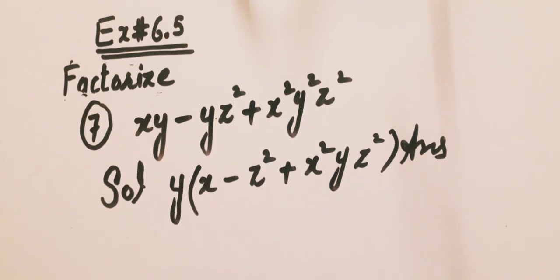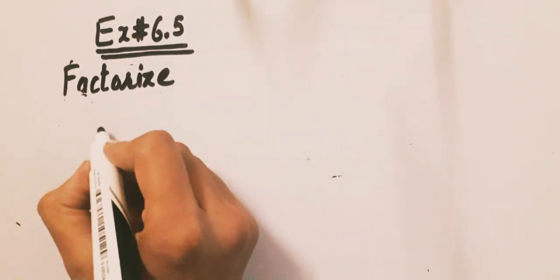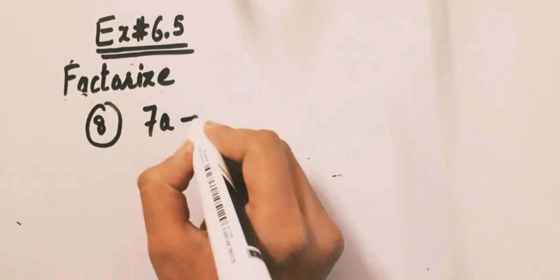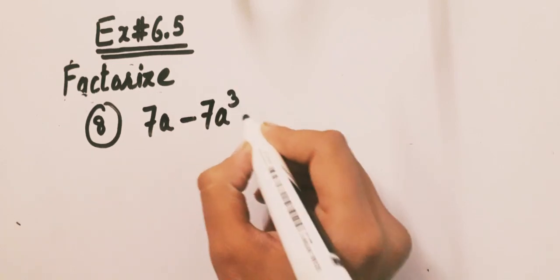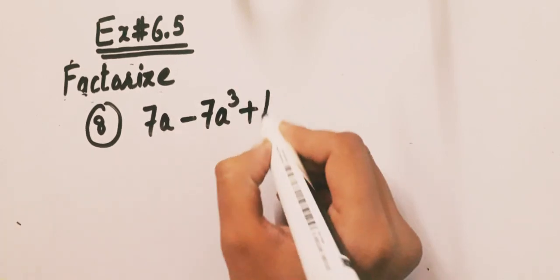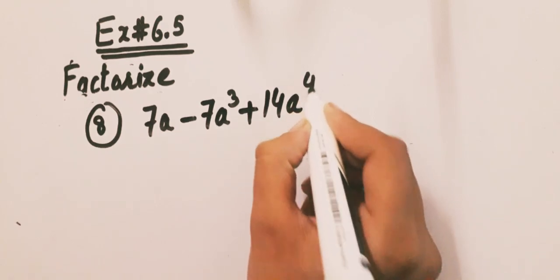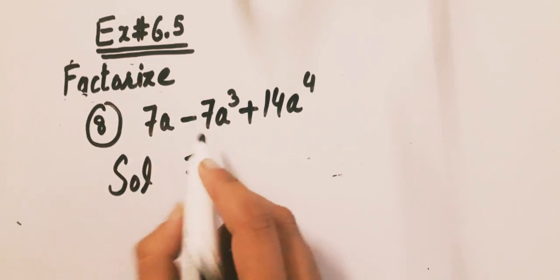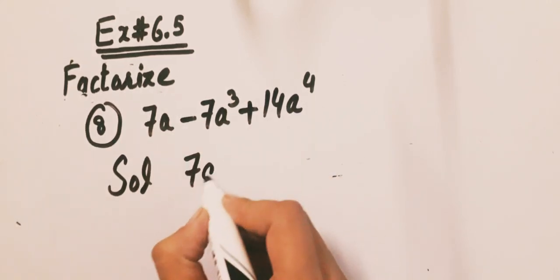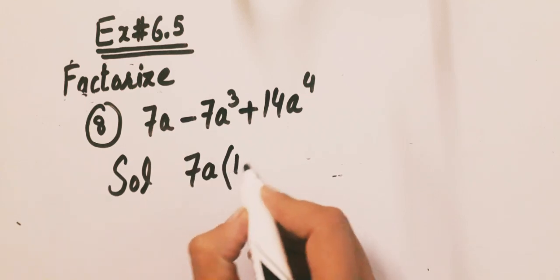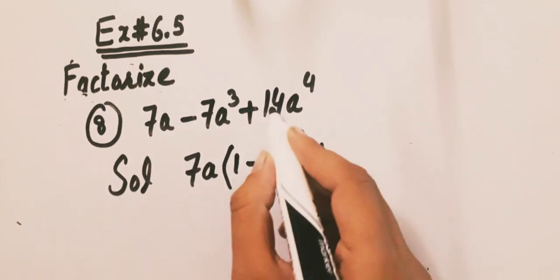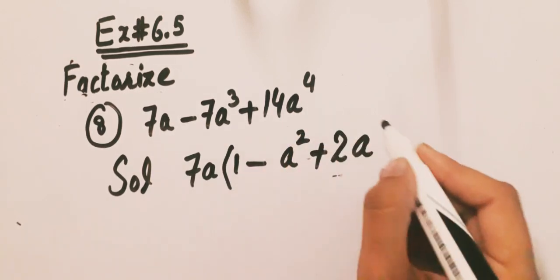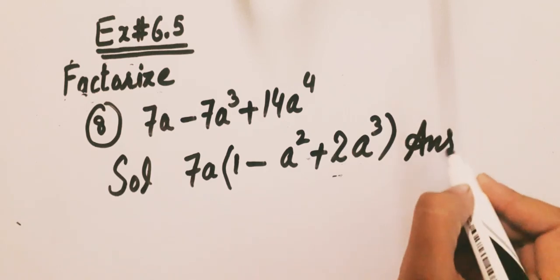Now we will solve part 8, that is 7a minus 7a cube plus 14a4. Now 7 can be taken as common. A power 1, a power 3, a power 4. A power 1 take as common. Remaining is 1 minus a square plus 7 2s are 14, 2a raised to power 3. This is the answer.